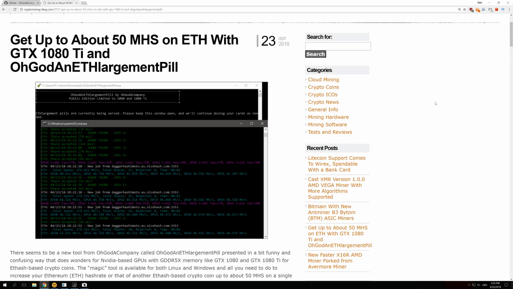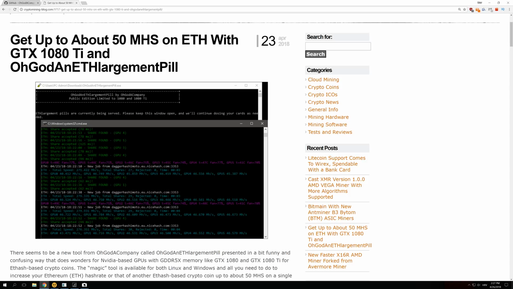There is actually a way to almost double your Ethereum mining rate on Nvidia cards with GDDR5X memory. The cards that you can double your Ethereum mining rate on are the GTX 1080, 1080 Ti, and the Titan XP. And this way is really simple, it takes you only about a minute, and it is working on most of the GPUs with newer memory.